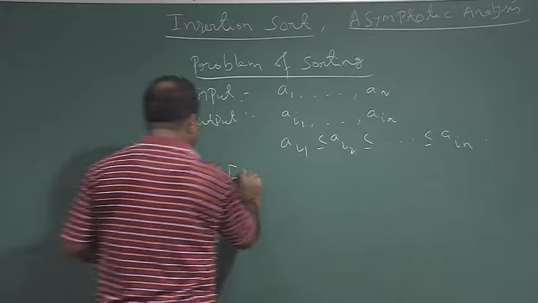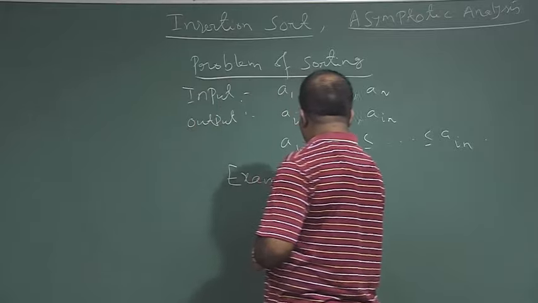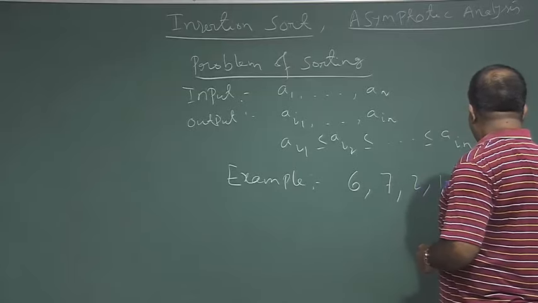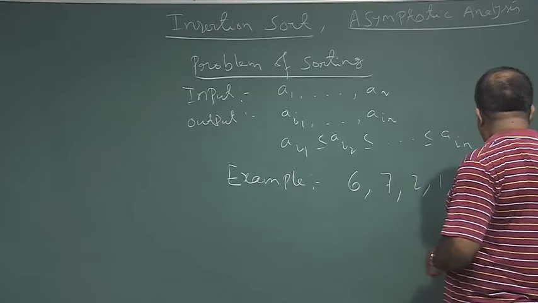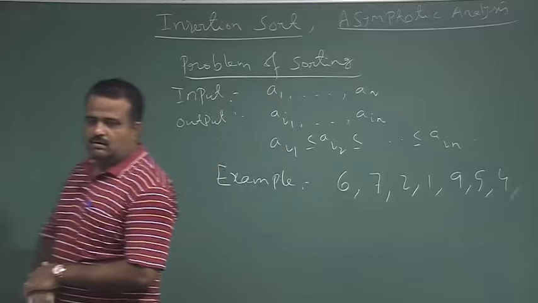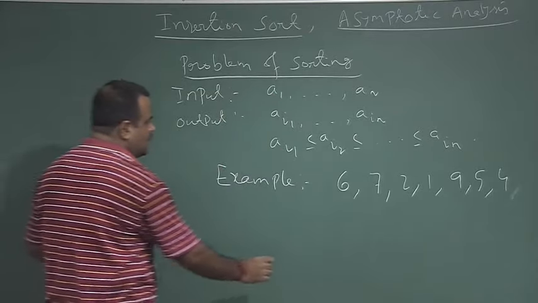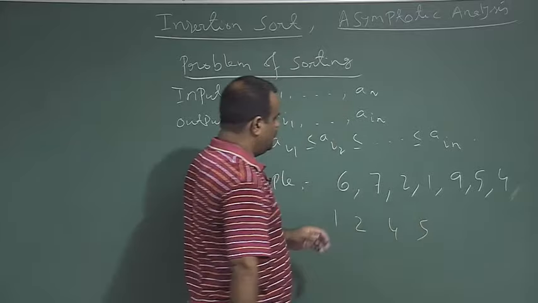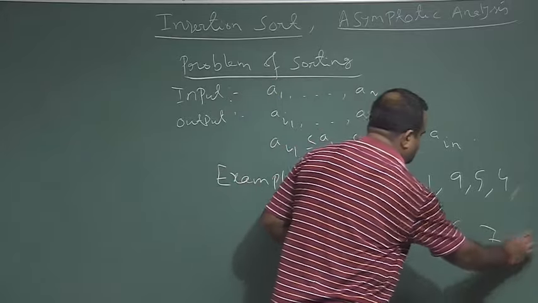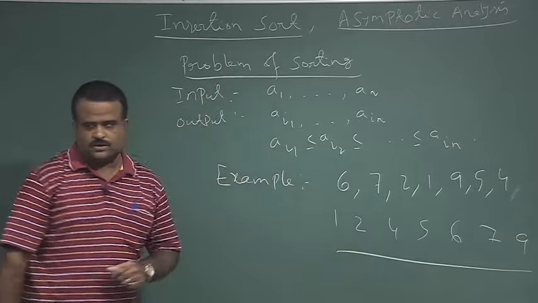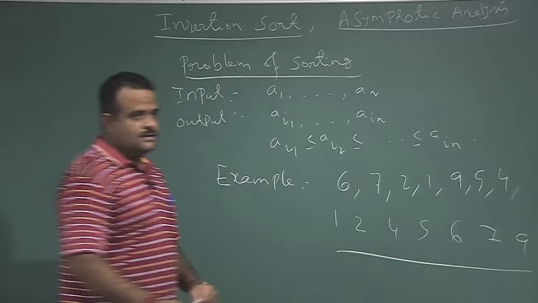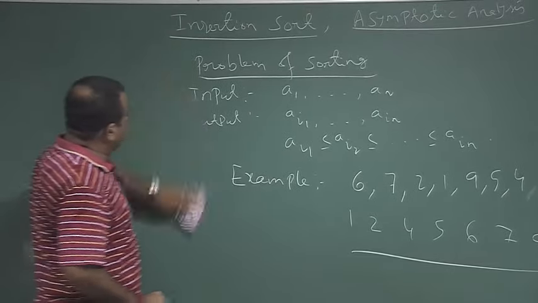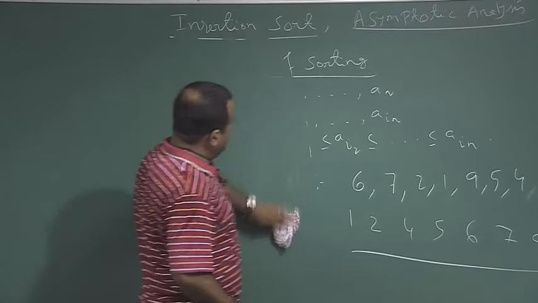Now, an example: suppose we are given this array, say 6, 7, 1, 2, 9, 5, 4. Suppose this is our input and we want to sort it. So, the output will be 1, 2, 4, 5, 6, 7, 9, sorted. So, we will look at some ways how we can do this. The first algorithm we will be looking at is called insertion sort.